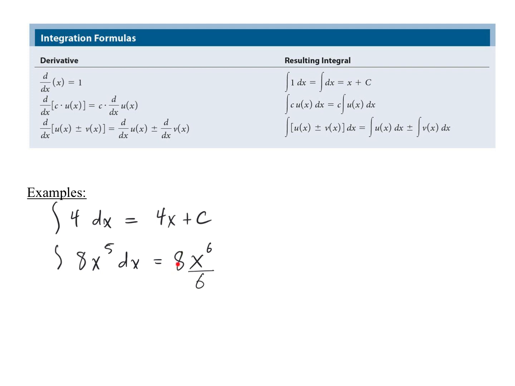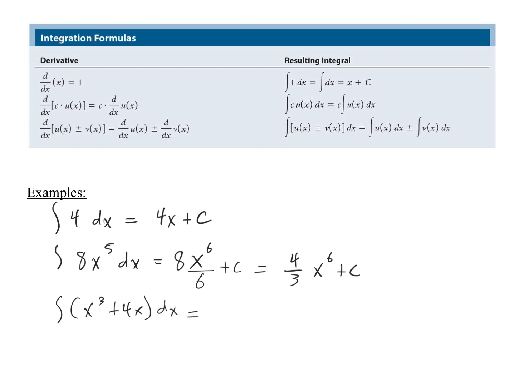So what I'm trying to illustrate here is that the 8 was the coefficient. It just hung out until the end. We took the derivative of the rest of the function. Now we'll simplify this together. I should not forget my plus c before I start simplifying. So 8 divided by 6 would be 4/3 x to the 6. That's plus c. What about the indefinite integral of x cubed plus 4x with respect to x?